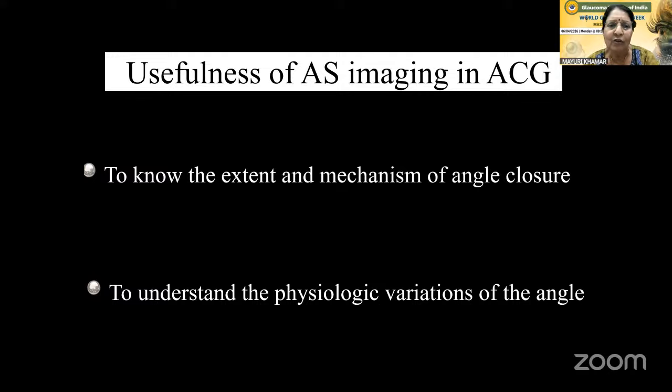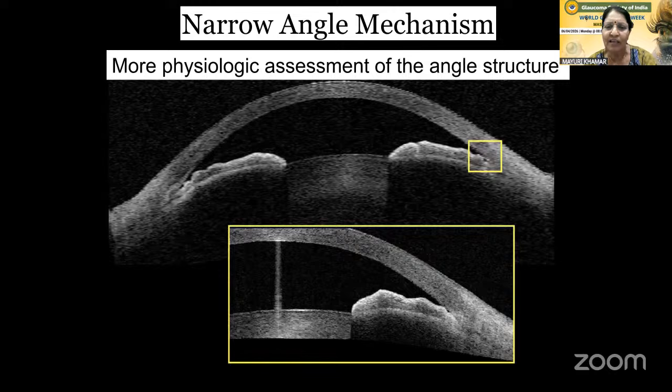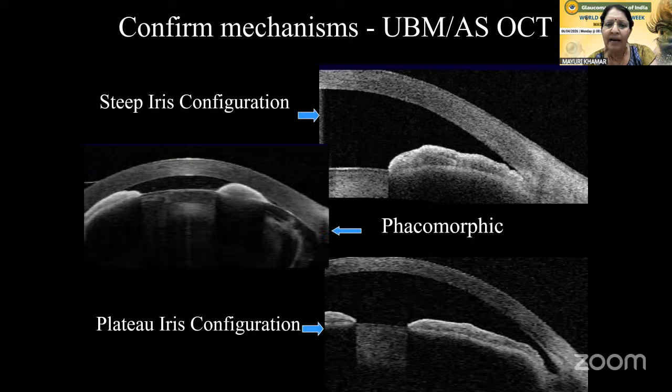AS imaging is useful in angle closure glaucoma to know the extent and mechanism of the angle closure and to understand the physiological variation of the angle. This is a classic example of pupillary block glaucoma. There is a steep configuration of the iris here. And this is an example of the phacomorphic type of angle closure glaucoma, or tabletop sign, so nicely seen for the plateau iris configuration.